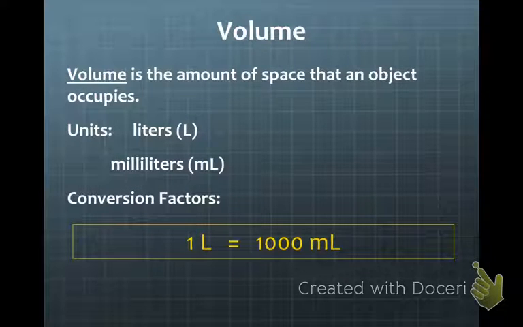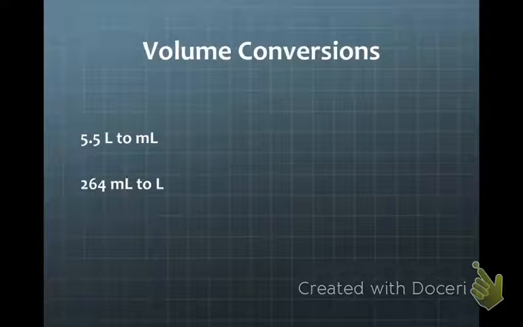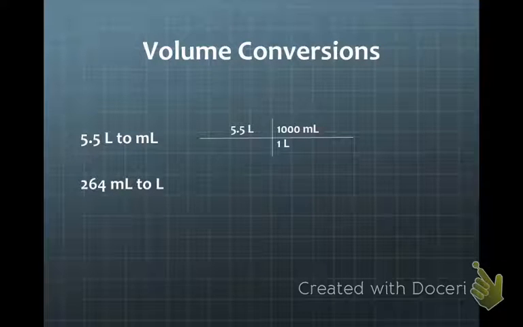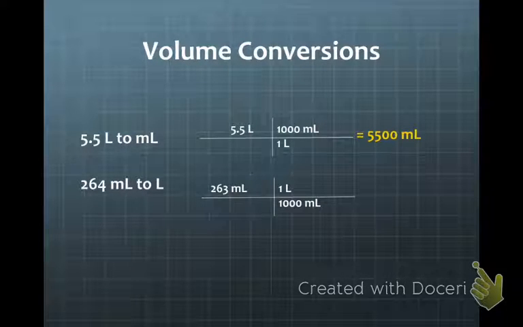So underneath this spot, we have a couple of practice problems. 5.5 liters to milliliters. Again, with the T-chart, you'll start with 5.5 liters in the top left. We know that 1 liter equals 1,000 milliliters, and so 5.5 times 1,000. And then if we want to convert 264 milliliters to liters, do the T-chart, 264 milliliters in the top left, 1 liter equals 1,000 milliliters, and then you divide 264 by 1,000, and so you get 0.264 liters. That's it.